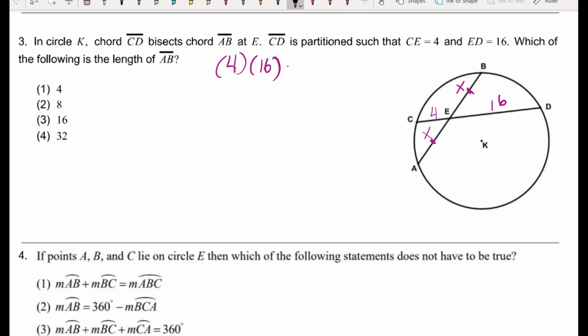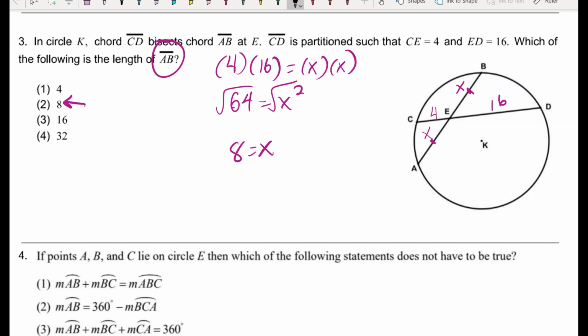So because of the similar triangles proof, I could do part times part equals part times part. 4 times 16 is 64. X times X is X squared, and if I take a square root, I find that X equals 8. Which is an answer choice, but notice that I'm looking for the entire length of chord AB, which is just X plus X, or double that, 16.